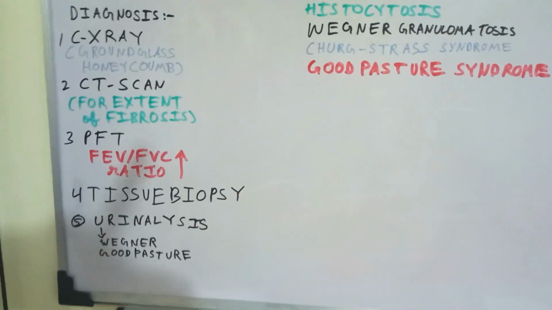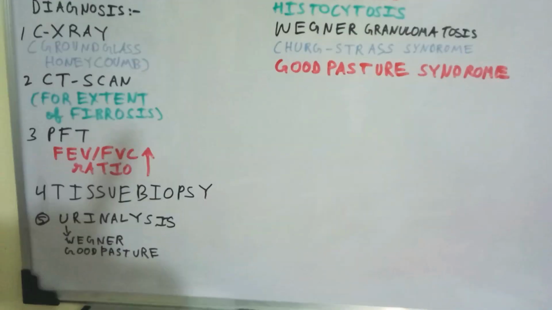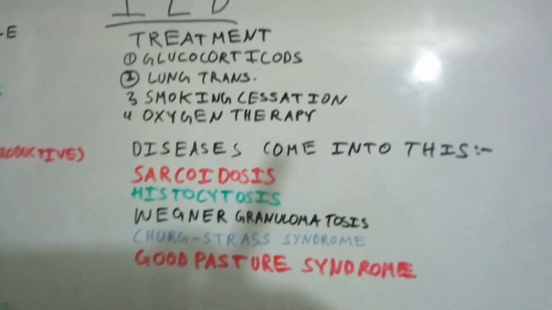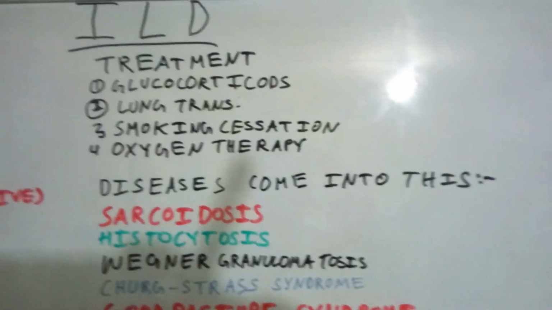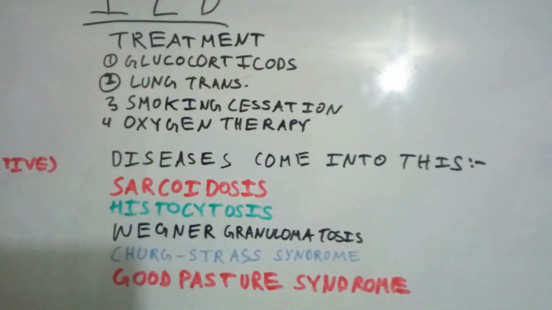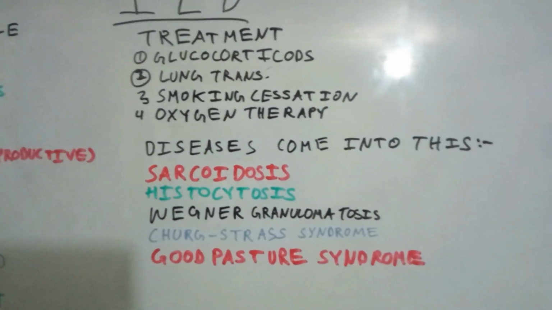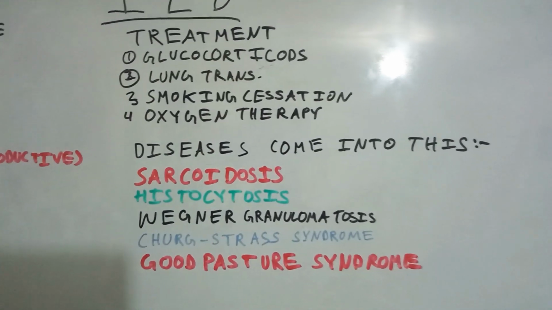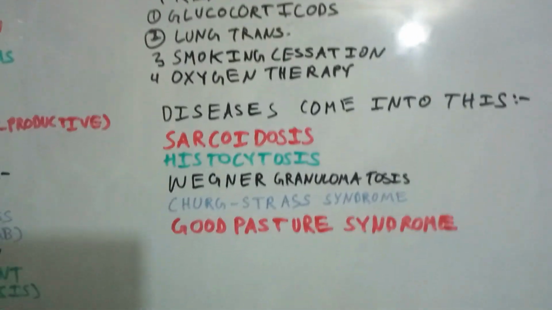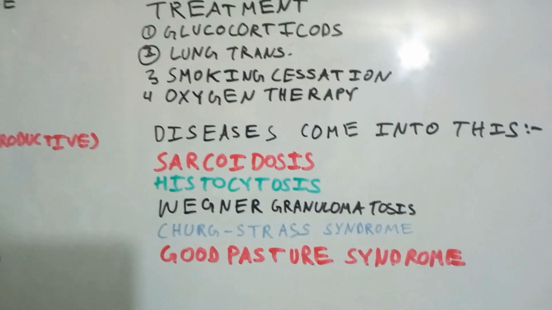You can also do urinalysis, which rules out our two main diseases that damage our basement membrane, that is Wegener and Goodpasture. Okay, the treatment for interstitial lung disease: you can give them glucocorticoids, lung transplant, smoking cessation, and oxygen therapy. Glucocorticoids are the basic one you can give them. Some diseases in this group are caused by smoking, so you can tell your patient to stop smoking. You can give them oxygen, as there is impaired gas exchange.